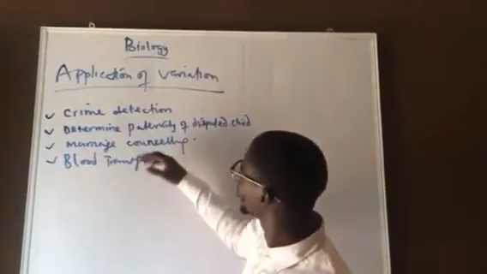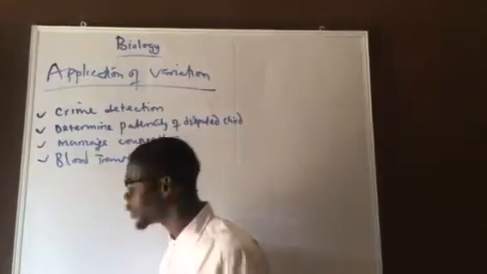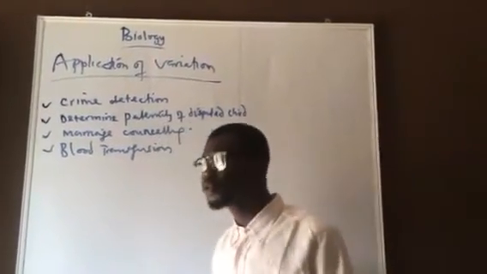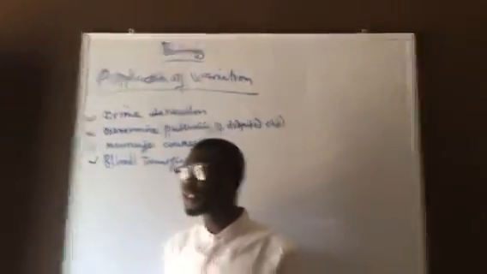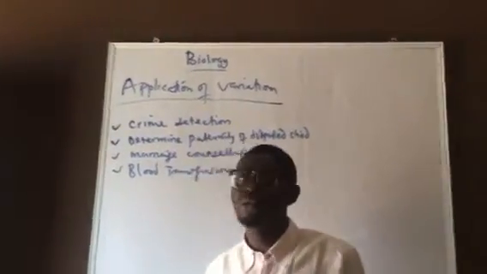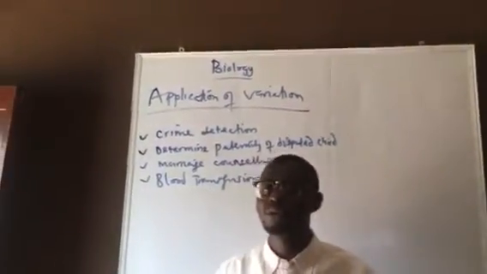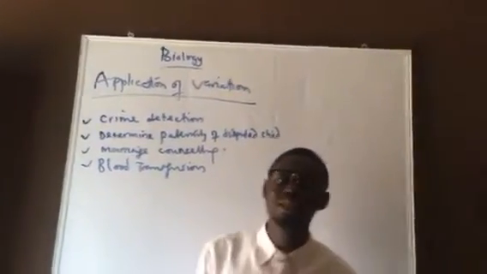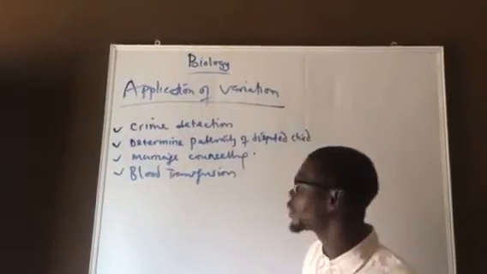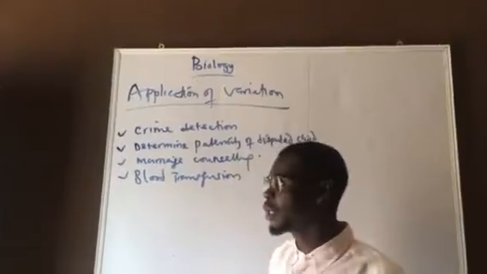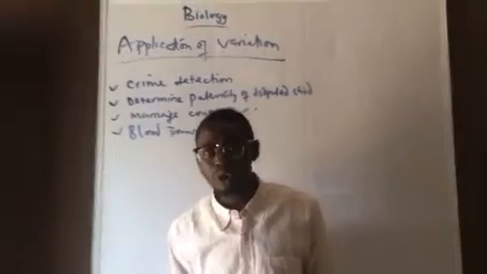We can also use it to determine the paternity of a disputed child. There are some traits that are present, like ability to taste, ability to roll tongue, and blood group. There are some variations that can determine the type of offspring that some parents will have. Also in marriage counseling, the genotype, and also blood transfusion.